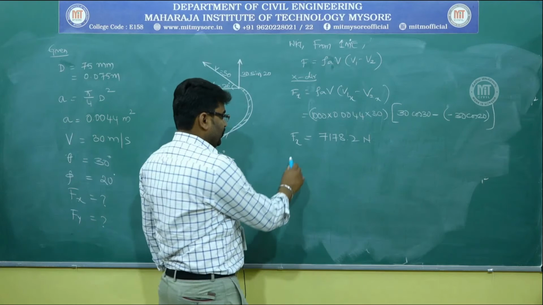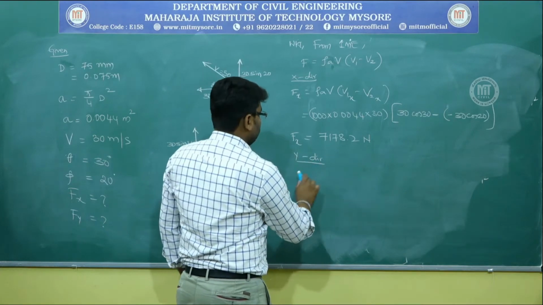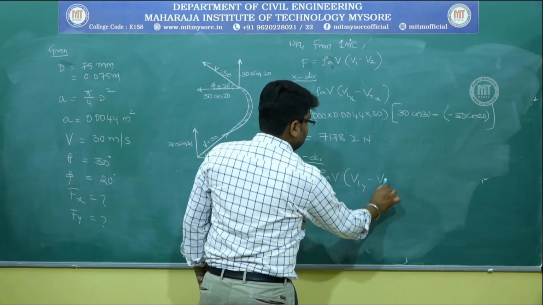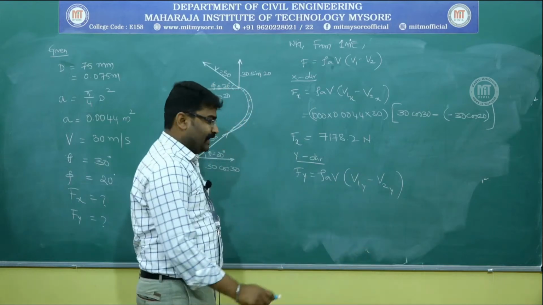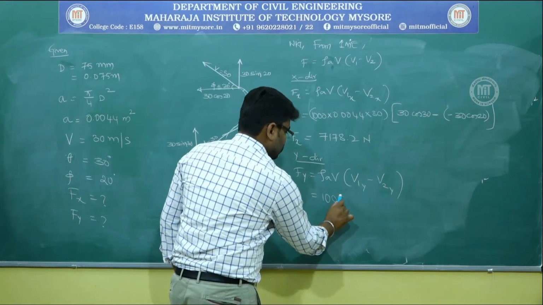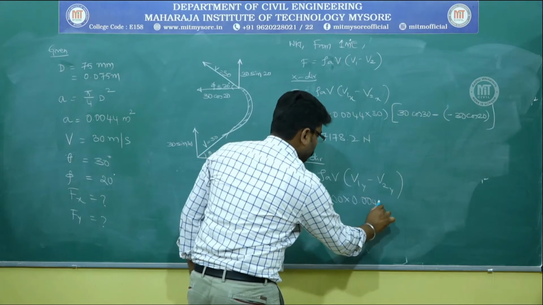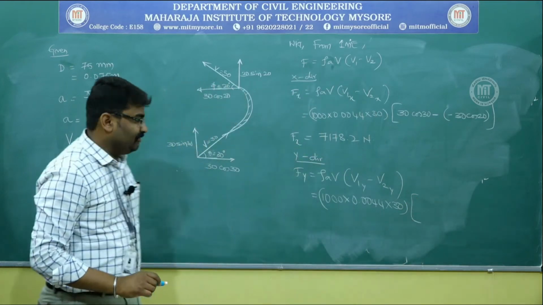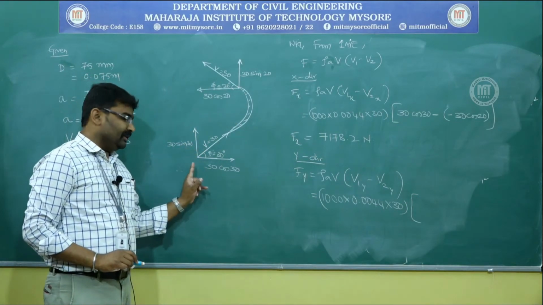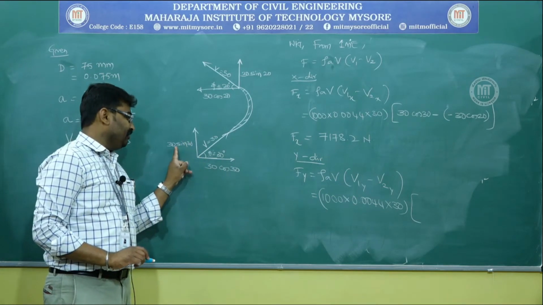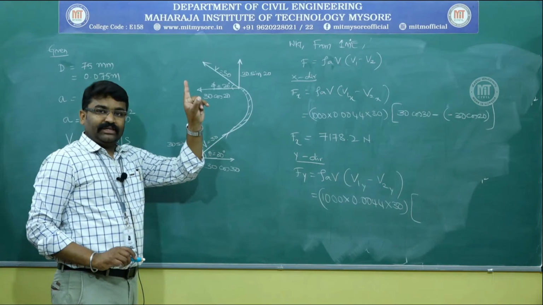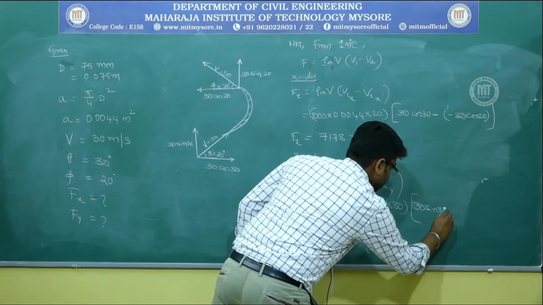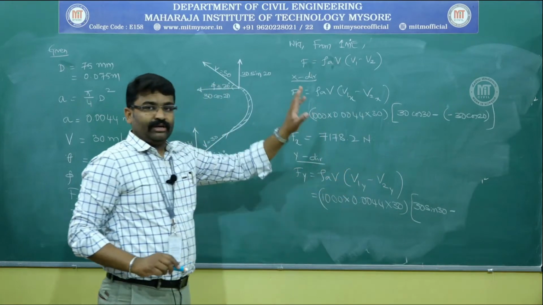Applying the same impulse momentum equation now in the y direction, you have Fy equal to rho a v into (V1 in y direction minus V2 in y direction). So, rho is 1000, area is 0.0044, into velocity 30, whole multiplied by V1, that is the initial velocity in y direction. From the figure you can easily observe it as 30 sin 30 in the positive y direction. So, it is plus 30 sin 30 minus V2 in y direction.